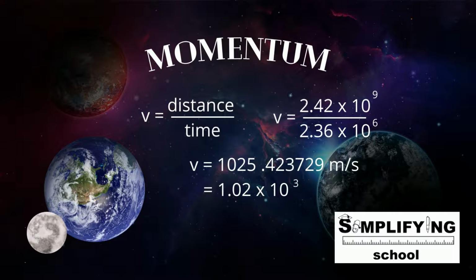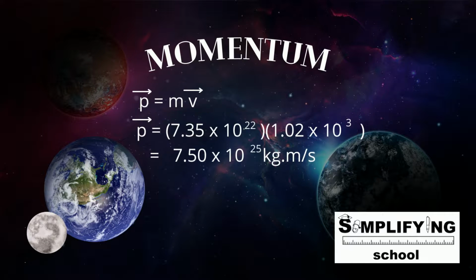We said velocity is equal to distance over time. We know the distance. We just calculated the distance, which is the circumference. And we need to divide it by the 2.36 times 10 to the power of 6 seconds that we've calculated earlier when we calculated how long it would take the moon to orbit the Earth. That would give us a velocity of 1025.423729. Now we need to calculate the momentum.